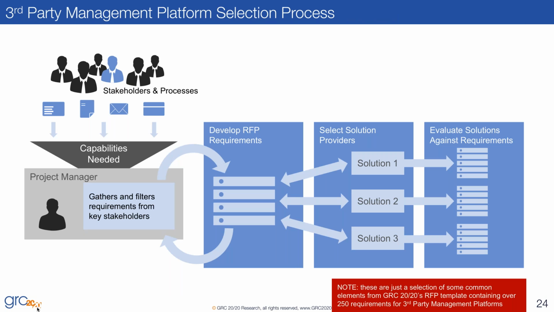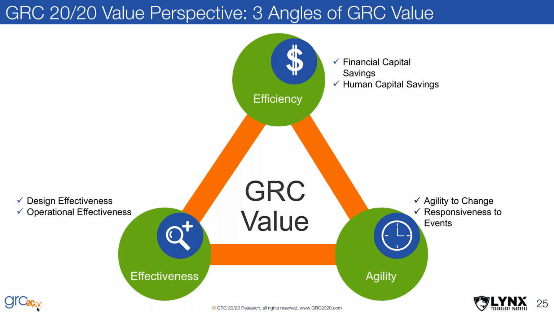But when you manage these different types of relationships, it's important to have an RFP process and be able to understand what you're going through and what your needs are. And you gather those from all the different stakeholders that are involved in the process, and you get those different capabilities, and you build out your RFP requirements. Now, at GRC 2020, I often get engaged in this area because I've got RFP templates for third-party management with over 250 different requirements for third-party management solutions. But then you go out and you select the different solutions and evaluate those requirements against them.